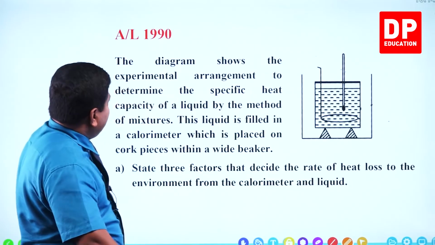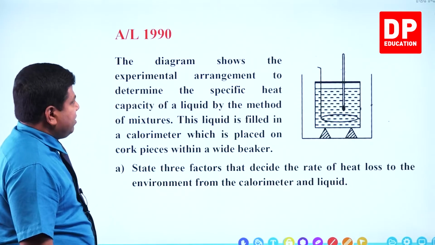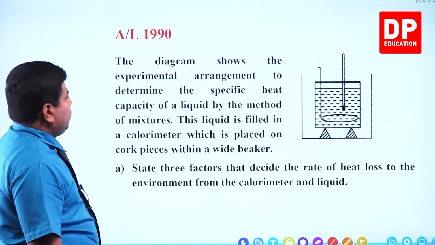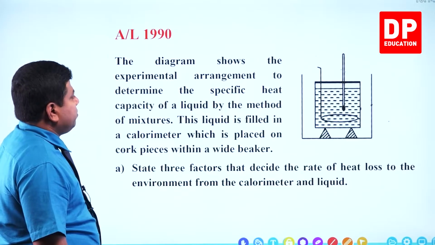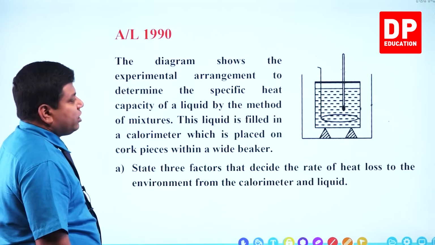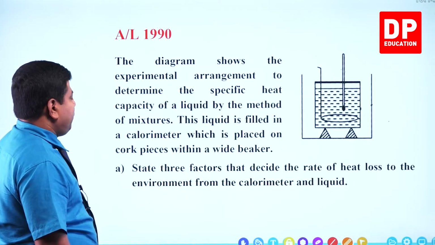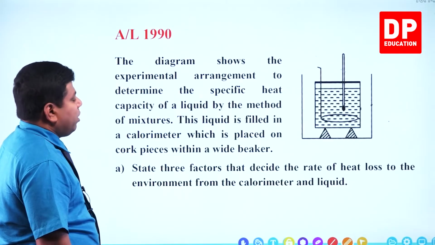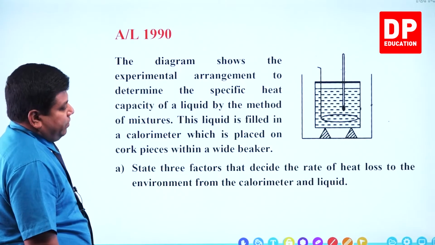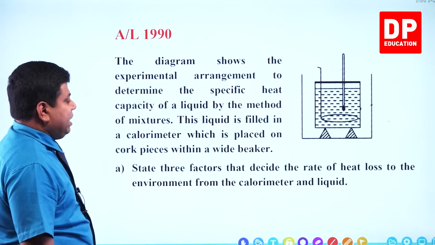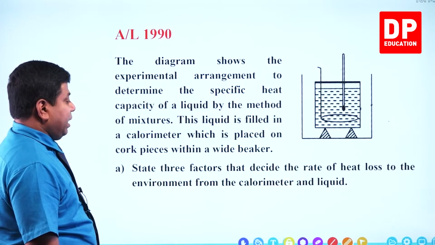Now, the past papers, the first one is from the advanced level 1990 paper. The diagram shows the experimental arrangement to determine the specific heat capacity of a liquid by the method of mixtures. This liquid is filled in a calorimeter which is placed on cork pieces within a white beaker. State three factors that decide the rate of heat loss to the environment from the calorimeter and liquid.